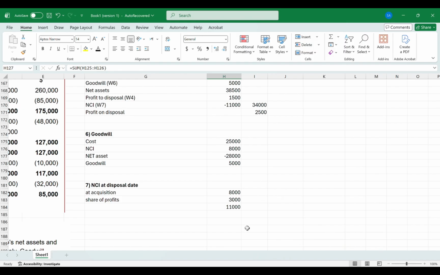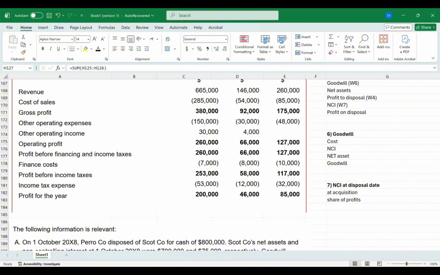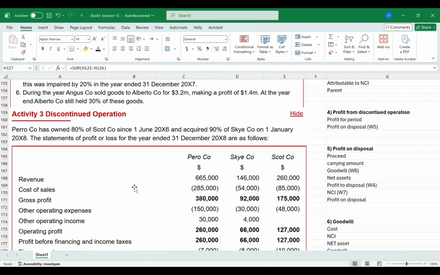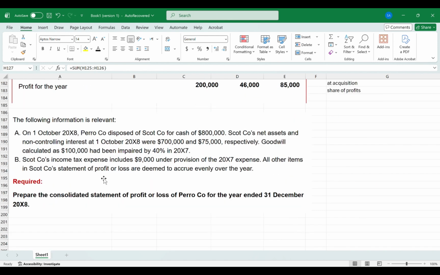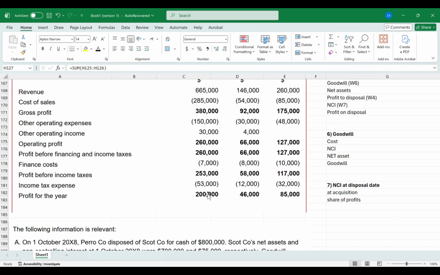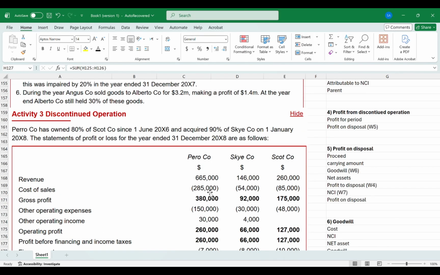So everything is over. Now we will be moving on to the last question for this lecture, that is activity 3, again a discontinued operation. The requirement here is the same: prepare consolidated statement of profit and loss. Here also you have two companies, both are subsidiaries. Scott is an 80% subsidiary, Sky is a 90% subsidiary.